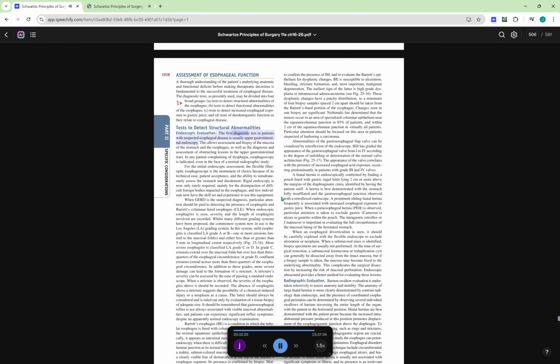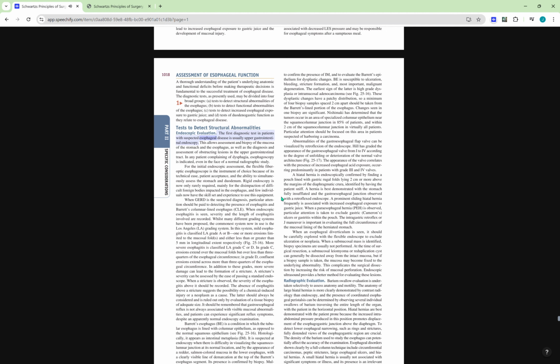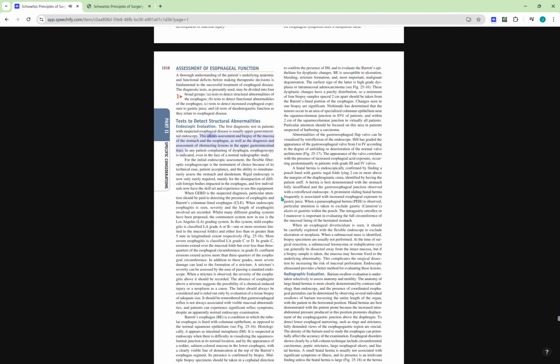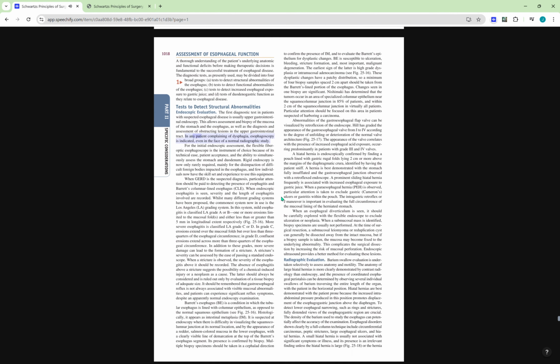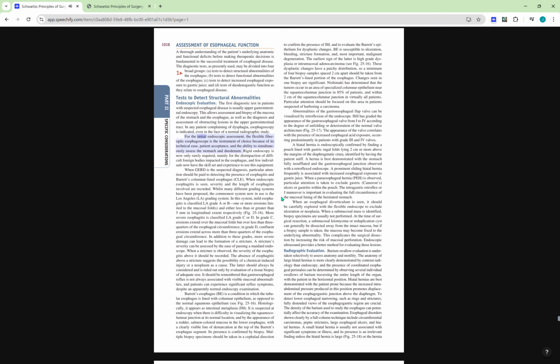The first diagnostic test in patients with suspected esophageal disease is usually upper gastrointestinal endoscopy. This allows assessment and biopsy of the mucosa of the stomach and the esophagus, as well as the diagnosis and assessment of obstructing lesions in the upper gastrointestinal tract. In any patient complaining of dysphagia, esophagoscopy is indicated, even in the face of a normal radiographic study. For the initial endoscopic assessment, the flexible fiber optic esophagoscope is the instrument of choice because of its technical ease, patient acceptance, and the ability to simultaneously assess the stomach and duodenum.